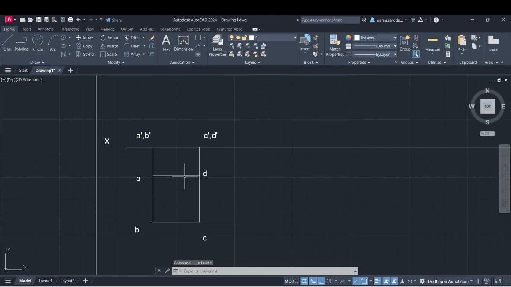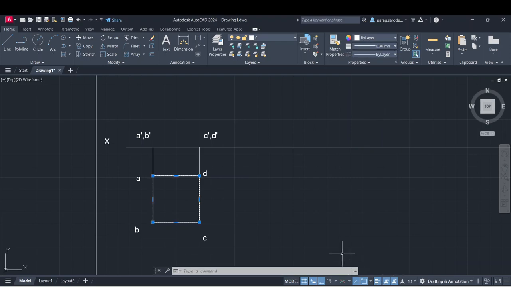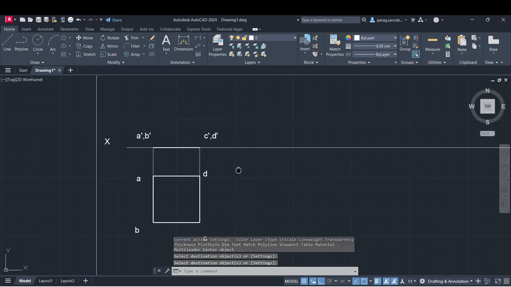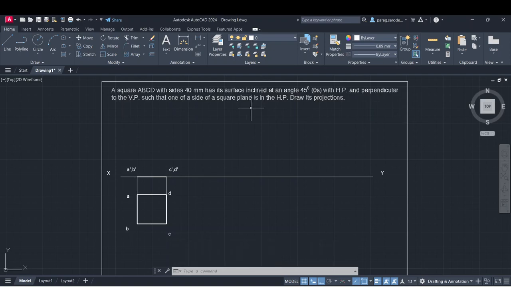Now, select this square and change the line thickness to 0.3, and make sure the line weights are on. Okay. In particularly planes problems, it is very crucial to switch on the line weights, because if your projection is overlapping with the XY and you are not keeping the line weights on, you will not be able to place it properly in the next stage. Okay. So now I am using match properties on this line and selecting it here. Okay. Getting this? Now, as per the question, we need to make the surface incline at 45. So what is the process to be followed? Look at this.